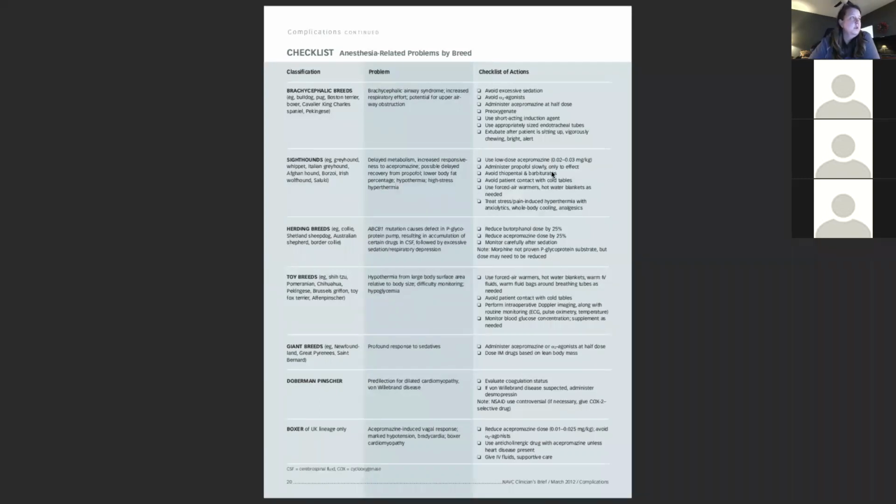So you tend to, you want to avoid barbiturates. They need warming. They are prone to hypothermia because of their lack of body fat. And I will get into hyperthermia. They can get malignant hyperthermia, which is often fatal.